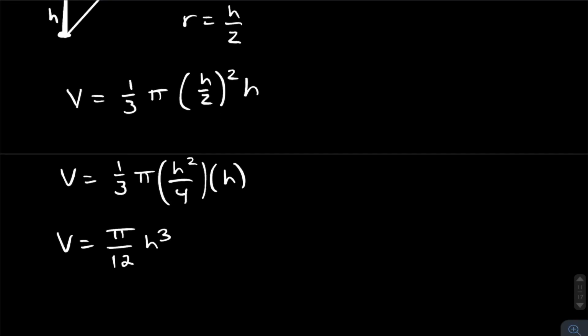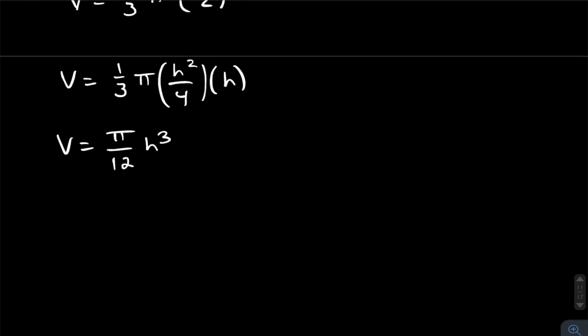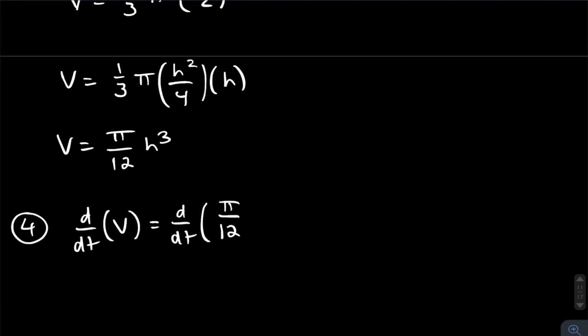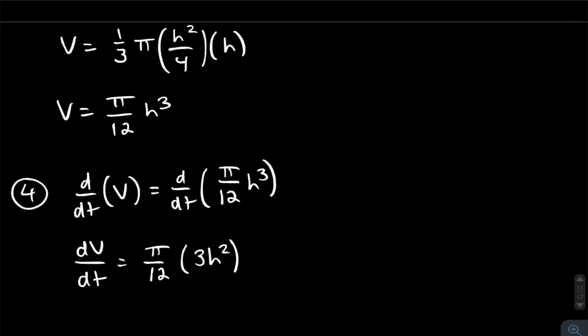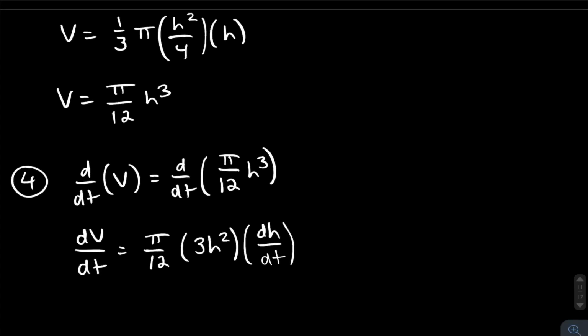Okay, and now that's step 3, right? We move on to step 4. That's just taking time derivatives, right? We take a time derivative on both sides. Okay, take that time derivative. You should be used to that by now, right? We have dV/dt equals pi over 12. That's just going to stay. And then taking a derivative of h cubed regularly, we would get 3h squared. But remember, h is a function of time, so we also need that dh/dt.